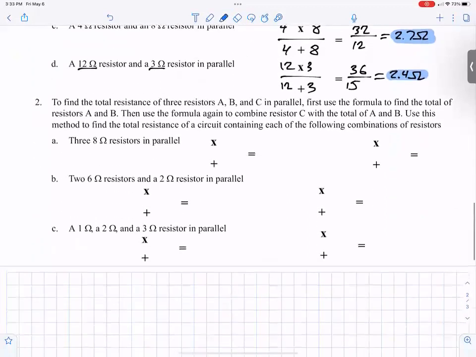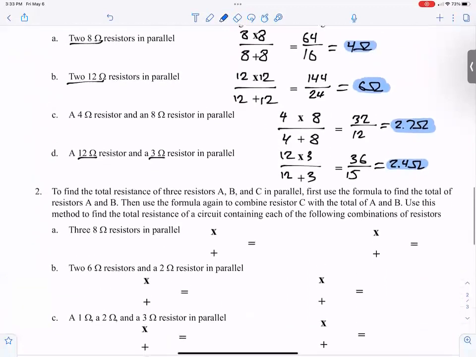So then what happens if we have multiple resistors? In other words, more than 2. Let's say you had 3 resistors in parallel. Well, what you do is you work the formula, product over sum, with the first 2 resistors. We'll call the first 2 resistors A and B. Then you combine those resistors, okay? You use the combination of those resistors with the formula and use that with resistor C. So let's see how this works.